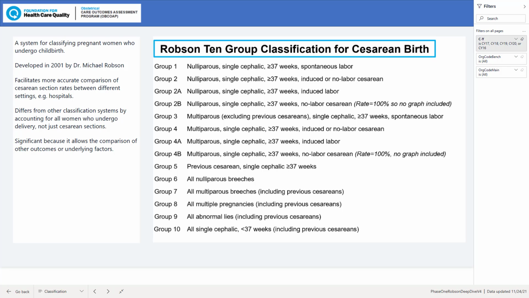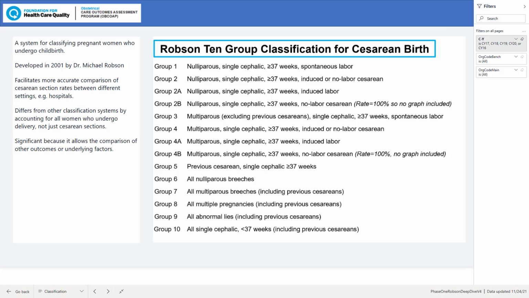It differs from other classification systems in that it accounts for all women who undergo delivery and not just those who proceed to cesarean section. A second important aspect of the TGCS is that the groups are mutually exclusive and totally inclusive. And this means that all women admitted for delivery will be classified into one and only one group.